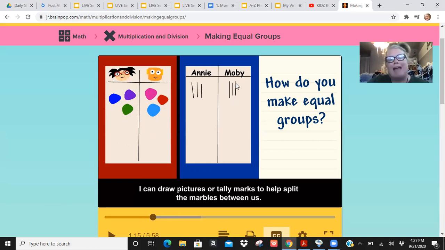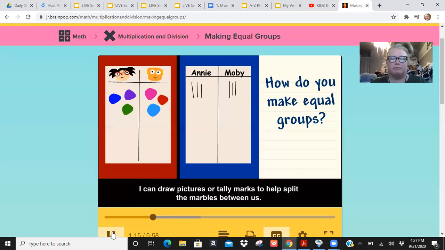She also drew tally marks. She drew 1 for Annie, 1 for Moby, 1 for Annie, 1 for Moby, 1 for Annie, 1 for Moby, and now you can see 3 tally marks is the same as 3 tally marks. Let's keep going.